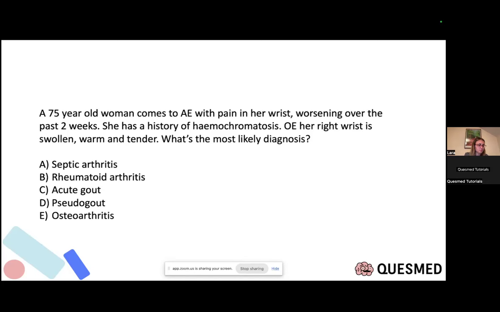So we've got about two thirds of people have gone for D, and then it's relatively even spread outside of that. And we also just have one question asking, is pain more of a feature of Raynaud's than Berger's?